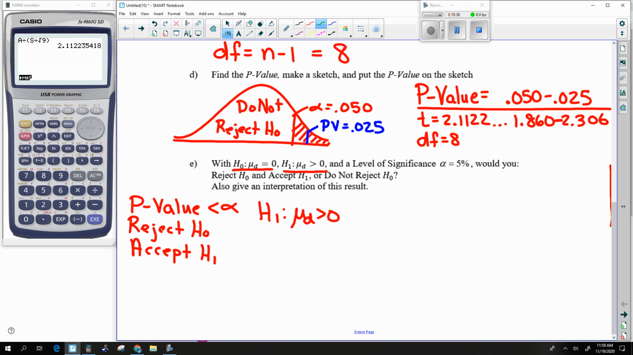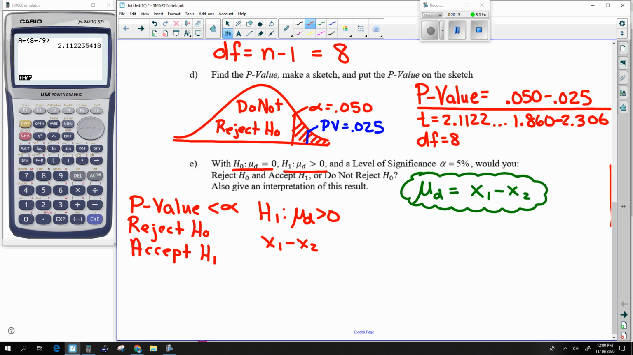All right, so thought bubble time. I want you to think of this, mu sub d, as being x1 minus x2. What mu sub d is trying to describe is the average difference, and how we got the difference in the first place was x1 minus x2. So think of mu of d as being x1 minus x2. That's a huge connection. So what is H1 saying? H1 is saying that x1 minus x2 is greater than 0. So what does that tell us?